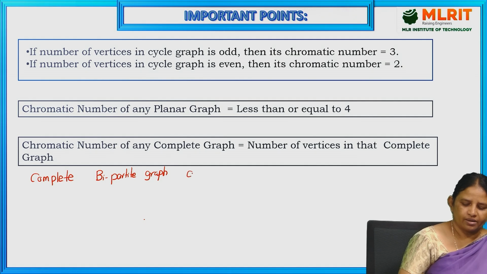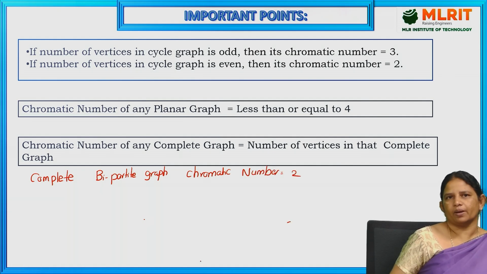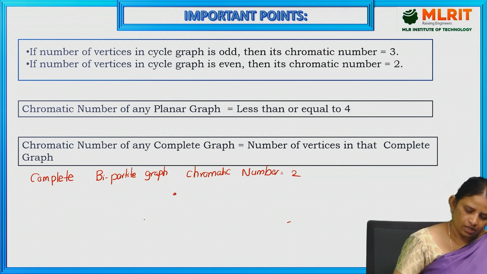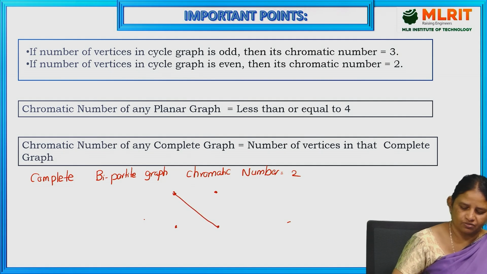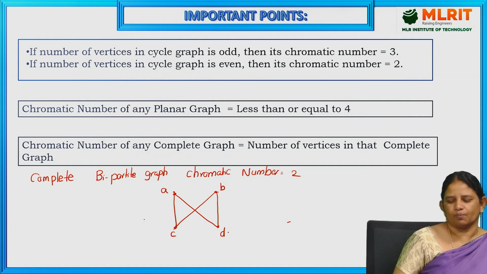The chromatic number is 2. We already discussed some examples of a complete bipartite graph. That means two vertices are on the top and two vertices are on the bottom. Complete means this one is connected to this one and this one. This is also connected to this vertex and this vertex. It is a complete bipartite graph.